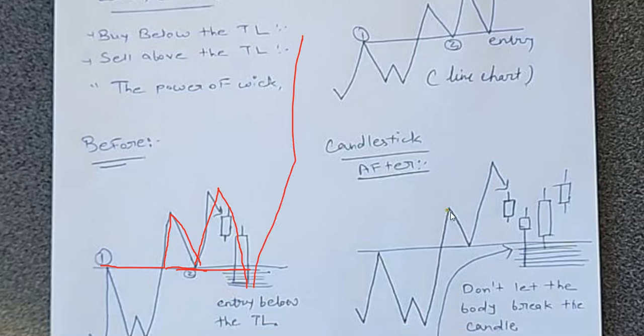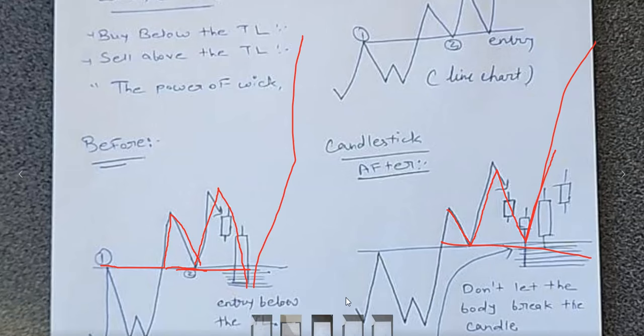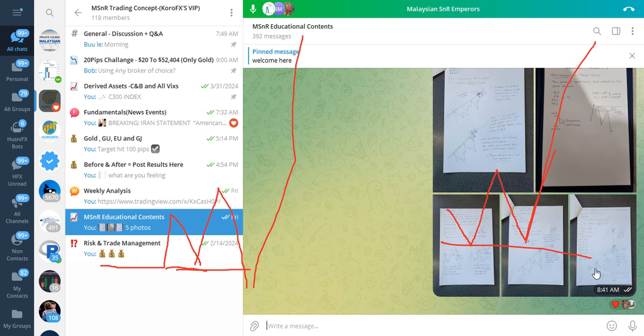Same like this one, second time, all right? So we don't have a body that is closing in the break below. This means a kind of rejection. So this is a breakout entry, okay? Entry patterns are a lot. We cannot count them in a number, but we have to have some entry patterns that we always use, okay? All right, so let me show you another example here.